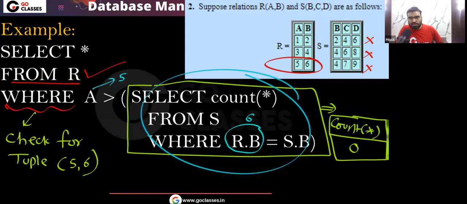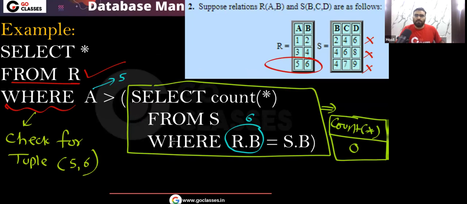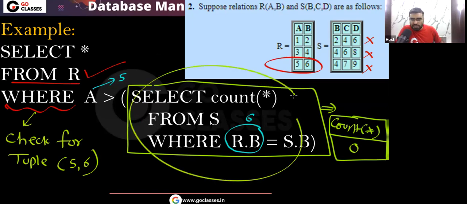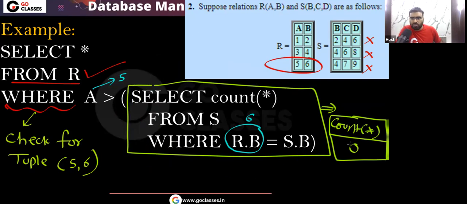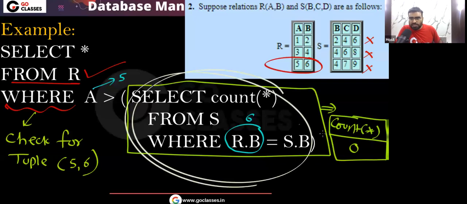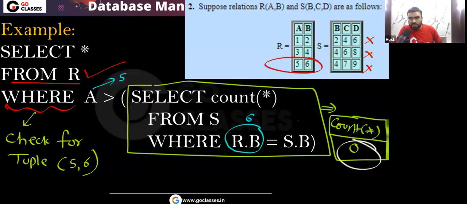Can I say the result of this subquery is empty? No. There is one tuple containing 0. Yes or no? Did you notice? There is one tuple containing 0. Okay. So you can see the result of this is one tuple which contains 0.